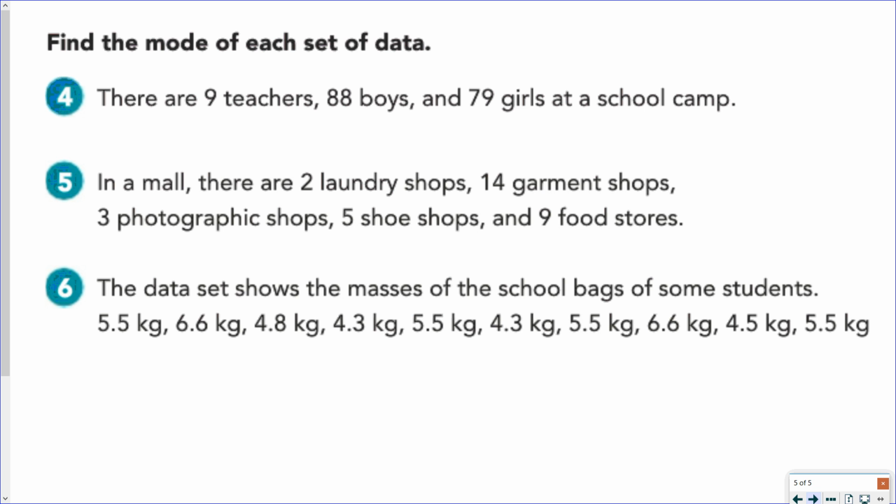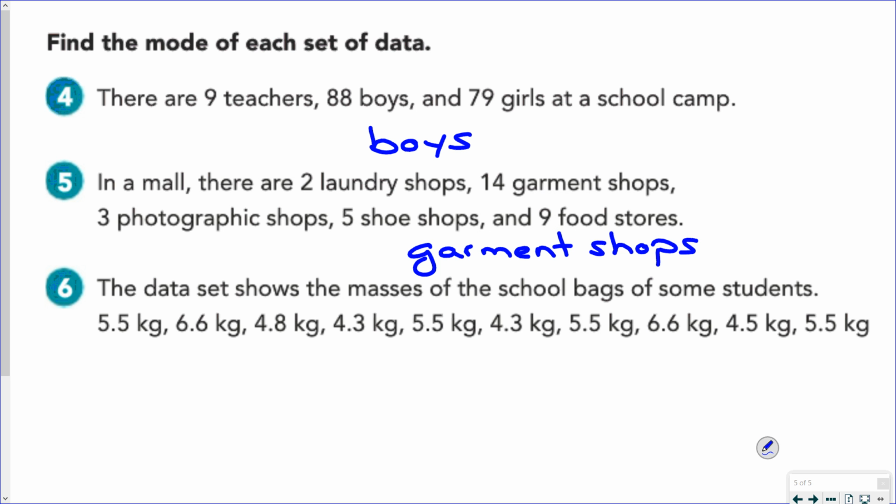So for number 4 should have been pretty easy to figure out. If there are 9 teachers, 88 boys, and 79 girls, the mode is boys because there are 88 of them, so that would occur the most. The mode is not 88. The mode is boys. So hopefully you have boys written down as your answer. For number 5, in a mall, there are 2 laundry shops, 14 garment shops, 3 photographic shops, 5 shoe stops, and 9 food stores. So that makes your mode the garment shops because there are 14 of them. Again, the answer is not 14, but it is garment shops.